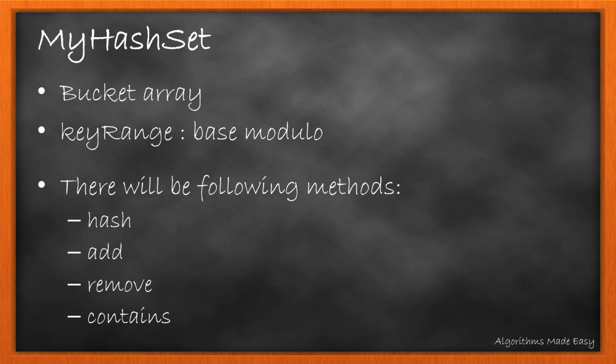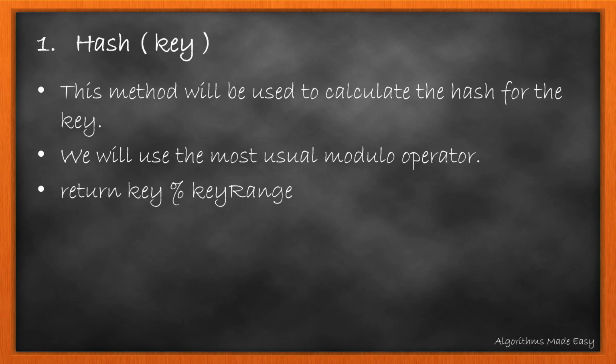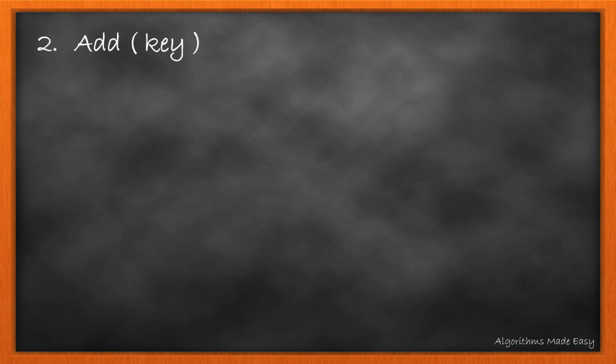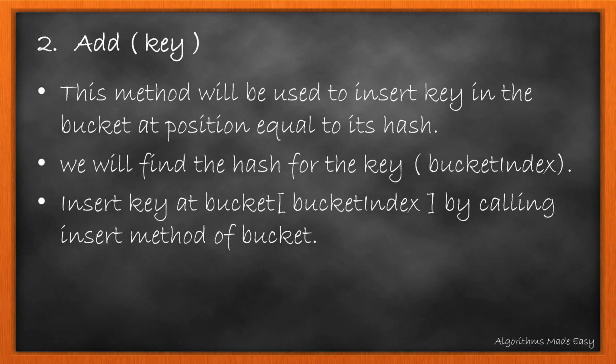Now let's see the working of each method. The first method that we will discuss is the hash method. This method will be used to calculate the hash for the key. We will use the most usual modulo operator and it will return key mod key range. The second method is insert, in which we first calculate the hash for the key and then insert the value in the bucket at the hash value. We achieve this by calling the insert method in the bucket class.